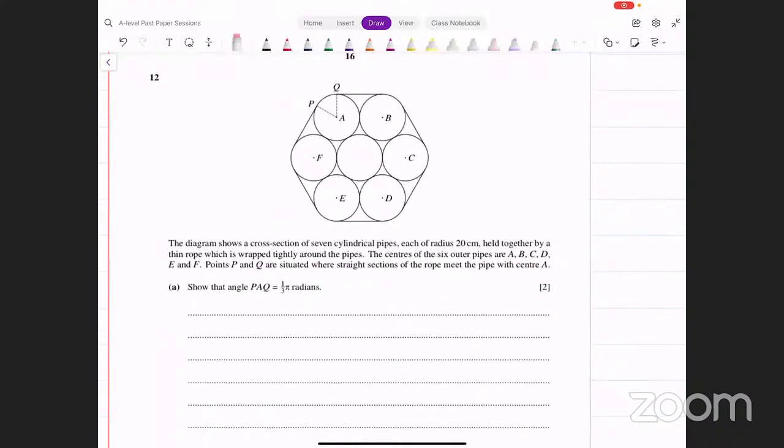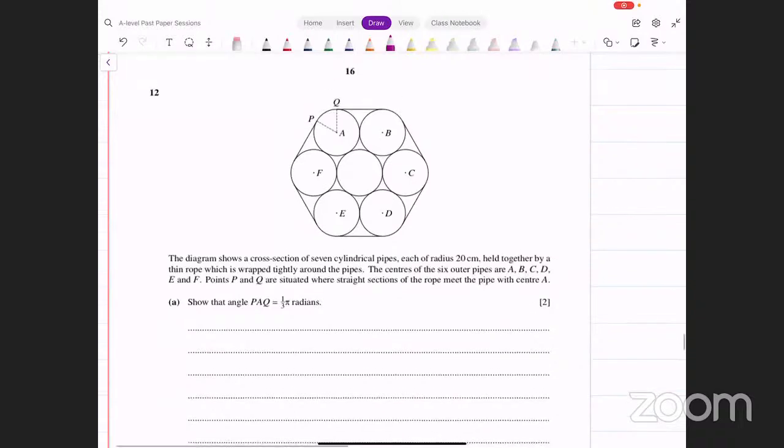Now it looks very scary at first because काफी complicated से figure लग रही है. How do we think about this? So it says the diagram shows a cross section of 7 cylindrical pipes, each of radius 20 centimeters. So there are 7 pipes. जो आप उनको side से देख रहे हैं. This is basically the hole that pipe has. उसको आप side से देख रहे हो इस तरह से. ठीक है? There are 7 of these.